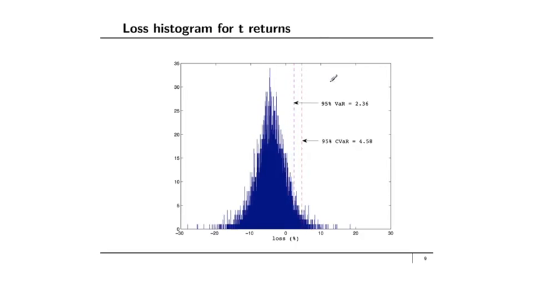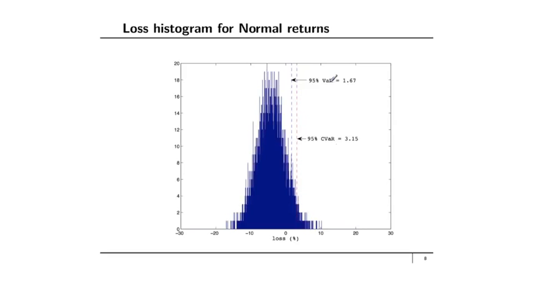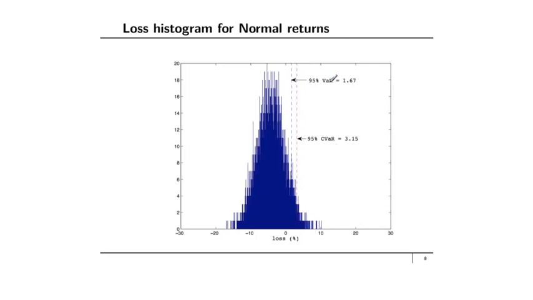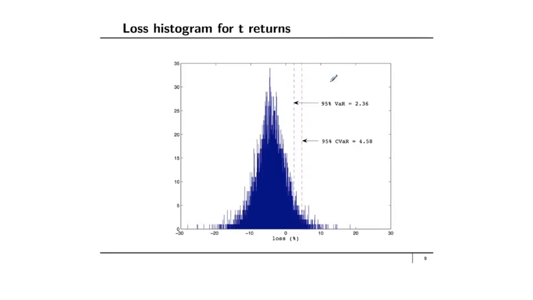For the t distribution, the 95% CVaR is 4.58. If you compare it to 3.15, it's larger. And as I skip between these two slides, you can immediately see that the tail is getting fatter. The 95% VaR also goes up to 2.36.